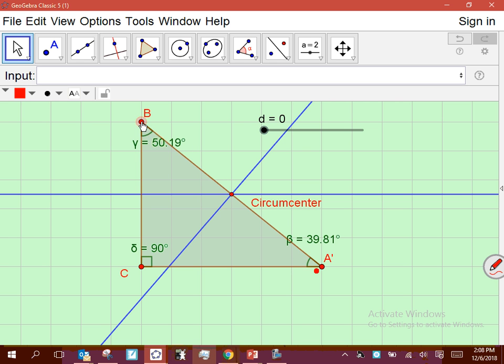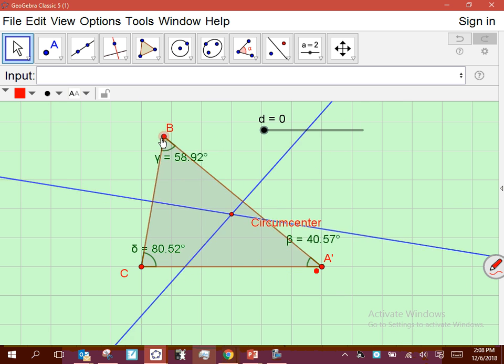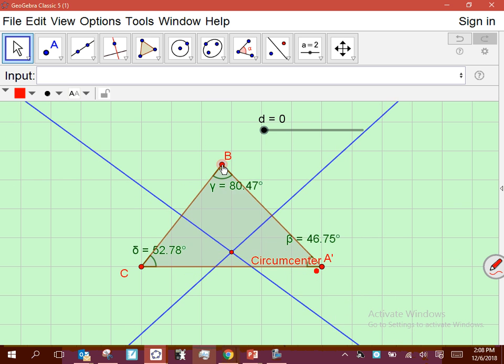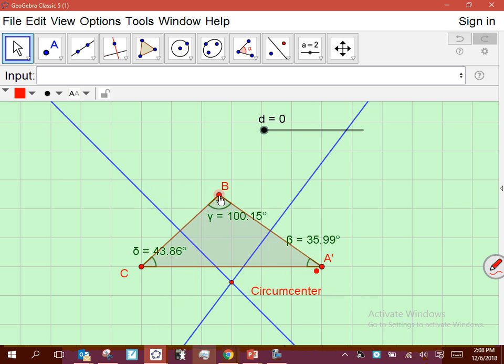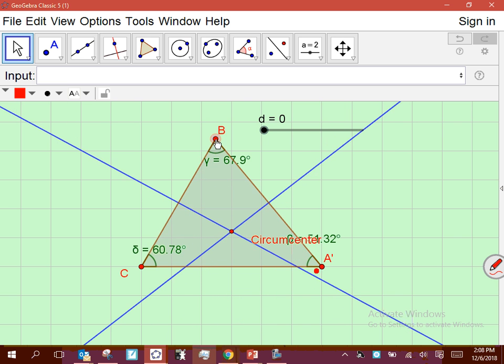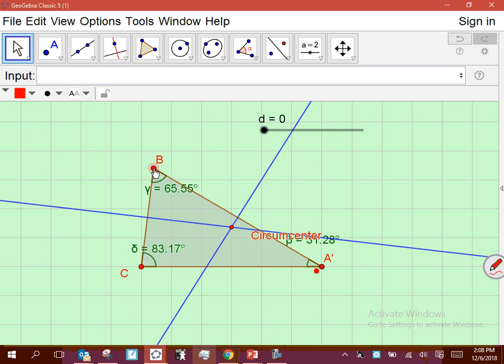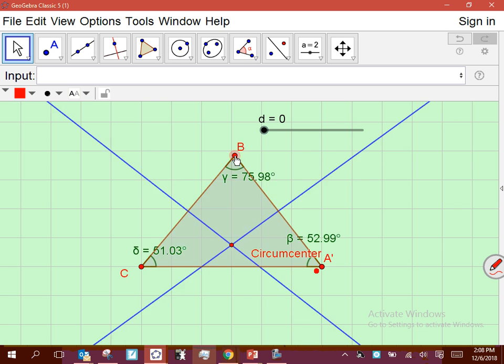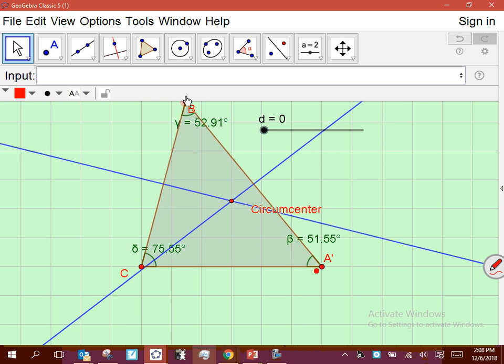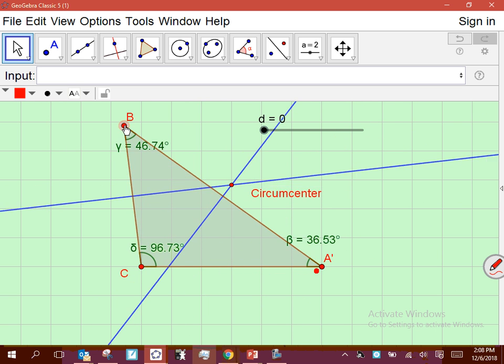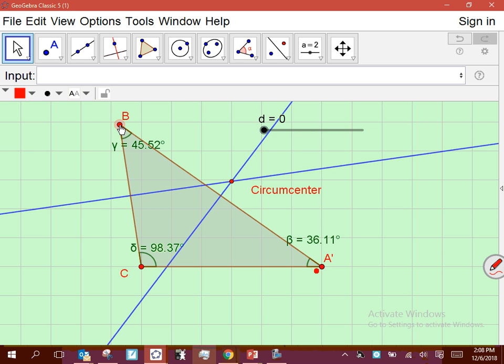So obtuse was on the outside. Right triangle is on the hypotenuse. Acute is going to be where? On the inside. Okay. The only way I can make a 45 degree angle is with the right triangle, right? Well, I guess not right triangle. Let's say 45 is going to be on the outside, right? But for the right triangle, it's going to be 45, 45, 90, correct?